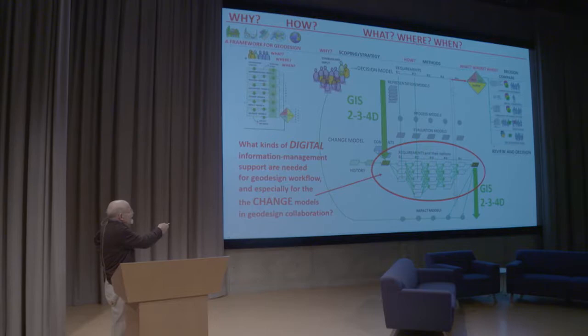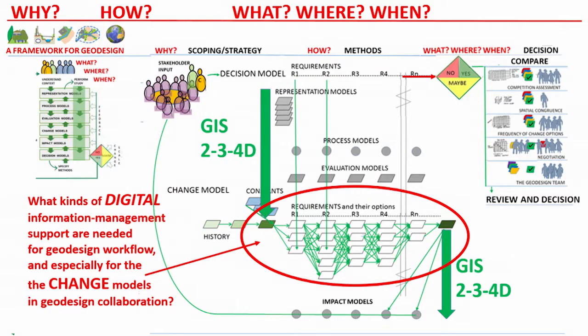You know how to collect data, although that's changing. You know how to make process models, although that's changing. You know how to evaluate, that's okay. Then there's this void. Then you know how to do impacts, that's roughly okay. And you may have to learn how to talk to people about this work. That's not easy. But it raises the kind of question, what kind of digital information management support are needed for geodesign workflow, and especially for the change models in geodesign collaboration? Part of that is how do you compare many designs, which I'm going to talk about at the end.